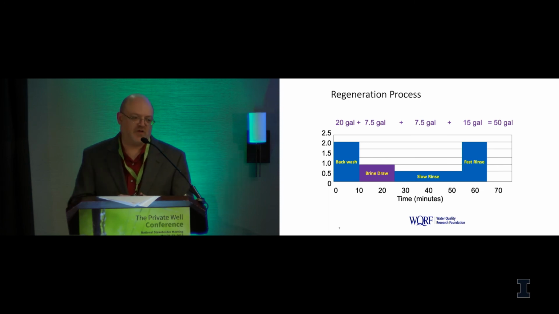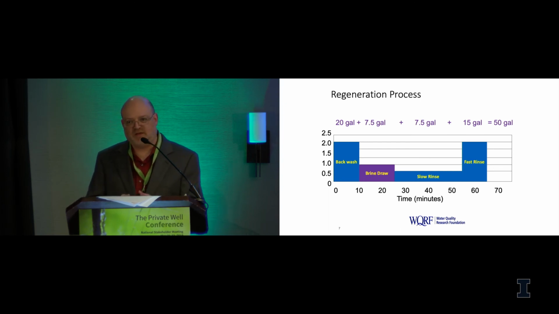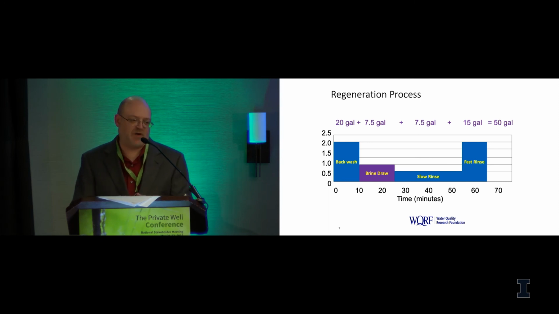The brine draw is typically the next step, and I do apologize, my slide here is incorrect on the actual flow rates. I think I got my scale slightly off. The flow rate for the brine draw should be around 0.5 gallons per minute. This is where we're actually pulling that salt into the resin bed and flooding the system with those sodium ions so we can kick the calcium and magnesium off of the resin.